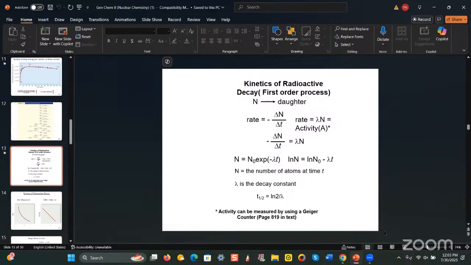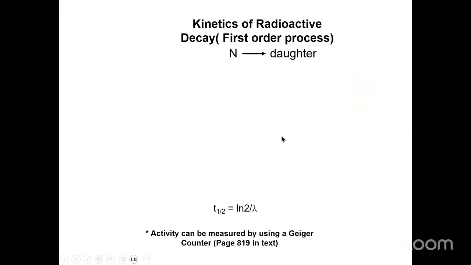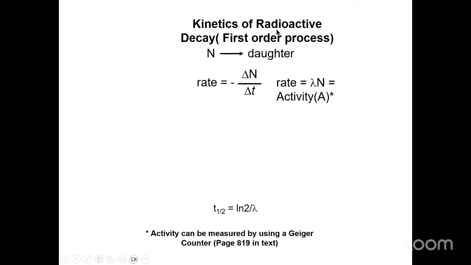So what you'll find is that for all types of nuclear decay, they all follow a first order process, all right? So basically all nuclear decay is a first order reaction. So there's no such thing as a zero order or a second order nuclear reaction. All of them are first order reactions.